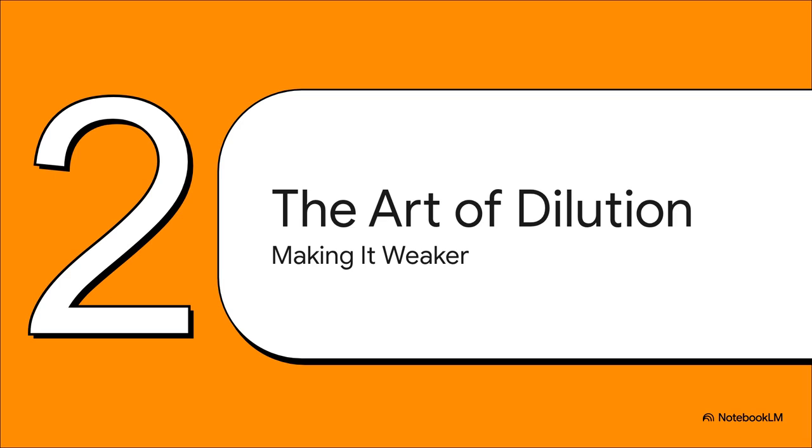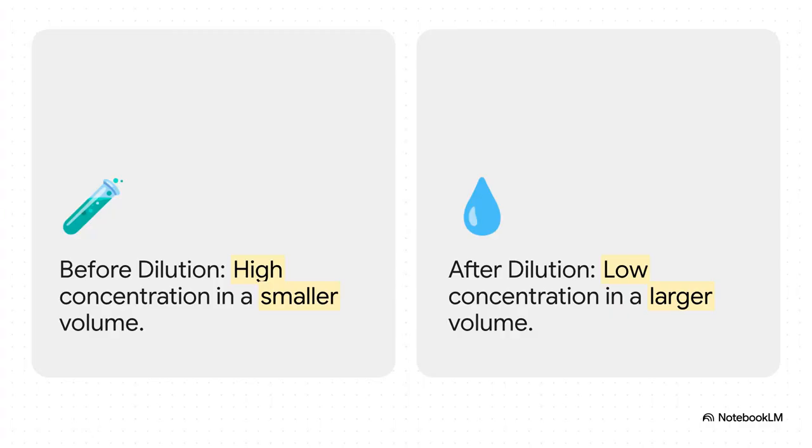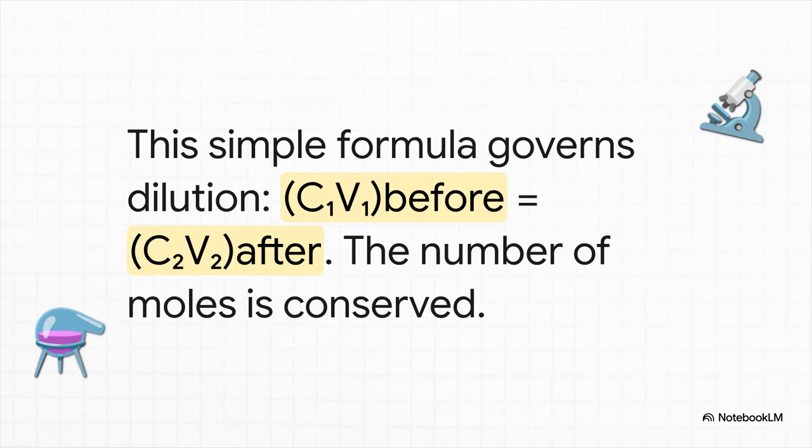Okay, so you've made your solution, but what if it's too strong? What if you need to make it weaker? Well, that brings us right to our next topic, the simple but totally essential process of dilution. And this right here lays out the core idea perfectly. When you dilute something, the amount of the stuff you dissolved, the salt or the sugar, stays exactly the same. All you're doing is adding more solvent, like water, which spreads those same molecules out over a bigger volume.